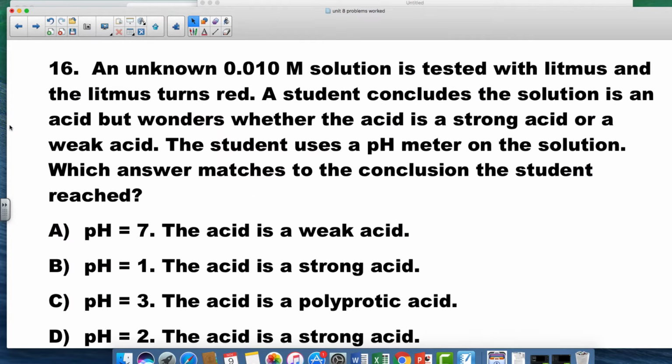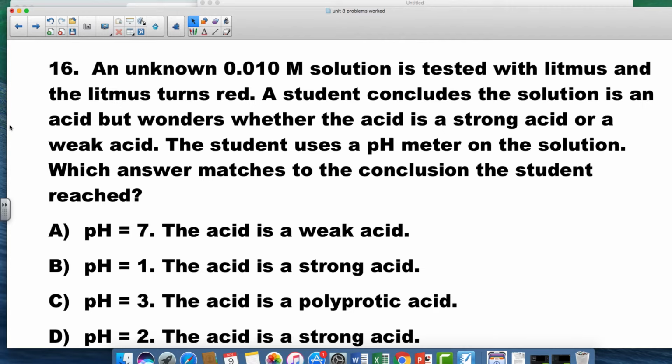This question has a lot of reading. Help your students understand where the question actually lies. You don't know the conclusion that the student reached, but which logic statement agrees with the pH of the solution? If the pH was 7, the acid wouldn't be a weak acid. It wouldn't be an acid at all.